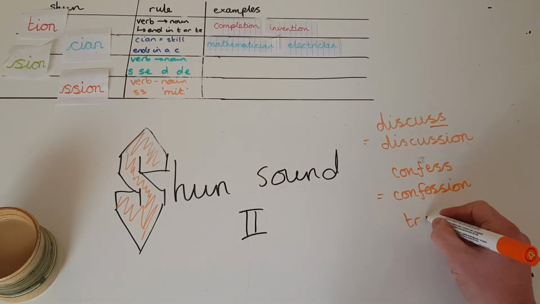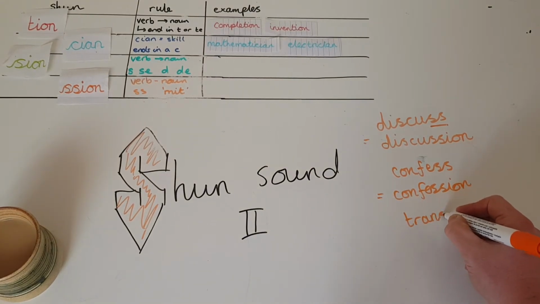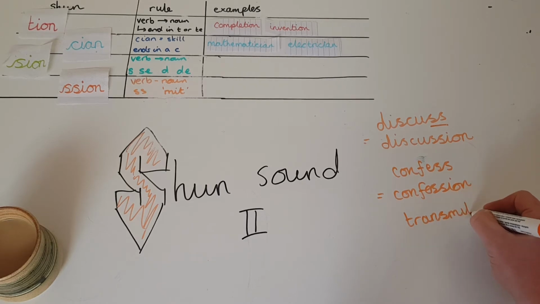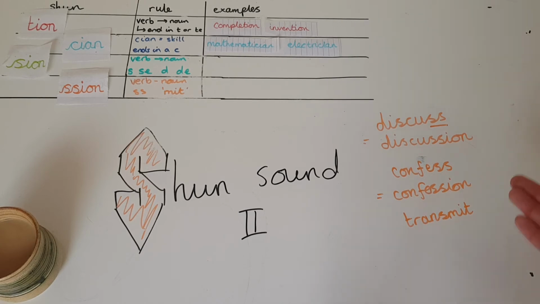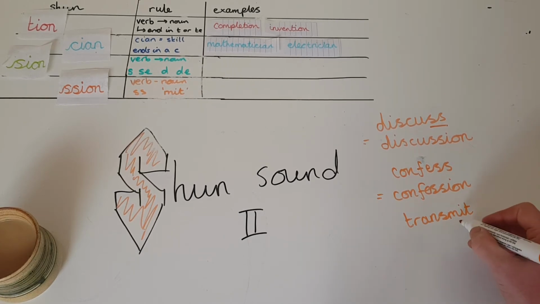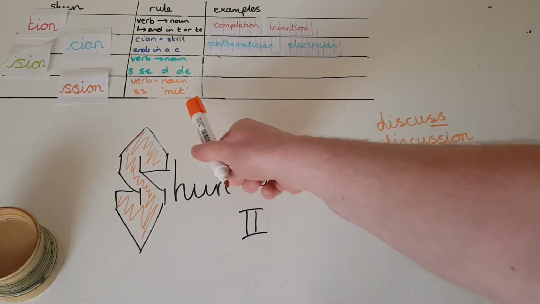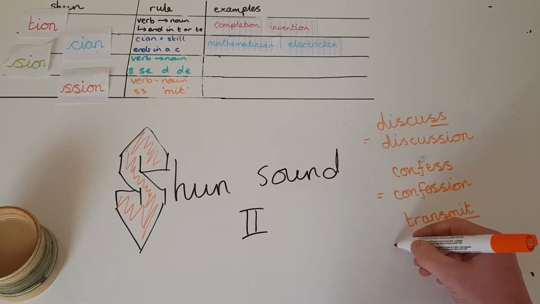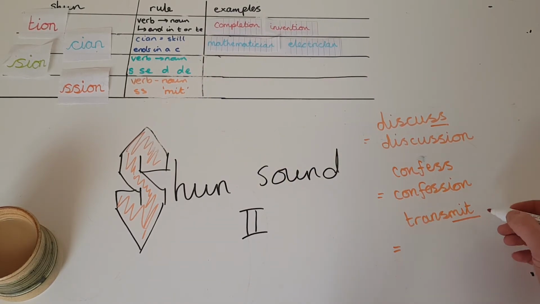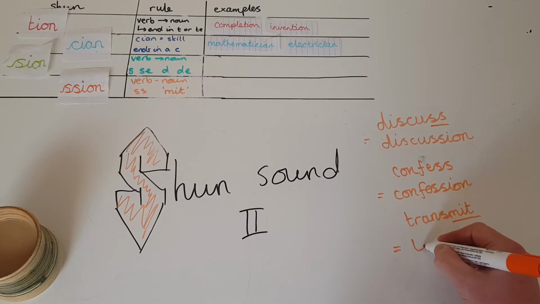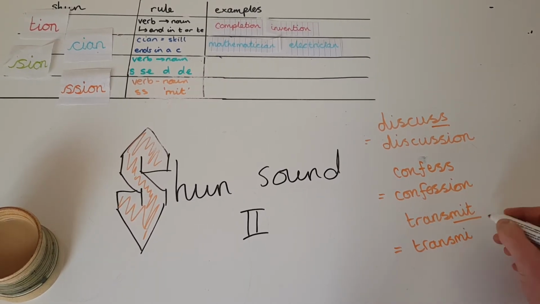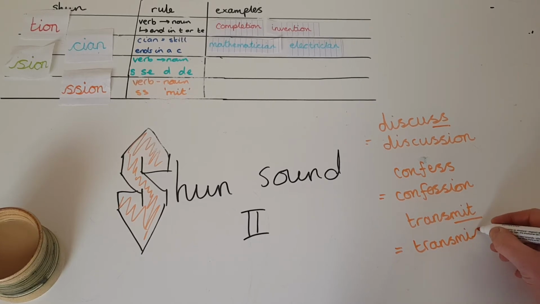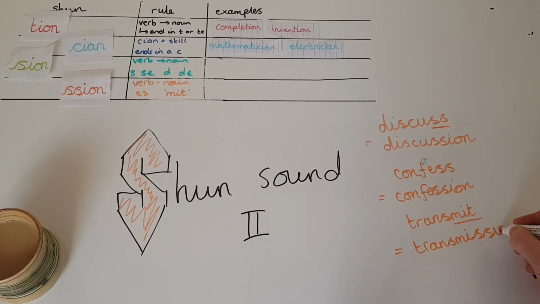This is where I'm going to use a mit, because if you look at the word transmit, to transmit something, what would the noun be to that verb? It would be a transmission. Now look, I've got MIT on the end. So that is where we drop that T, and we then do the double SION, transmission.